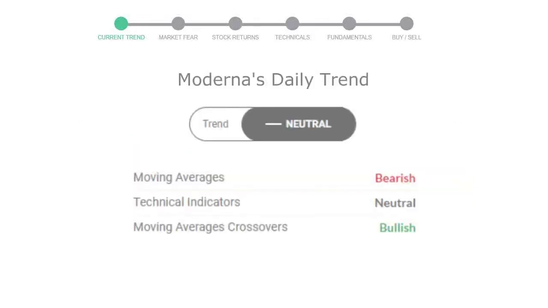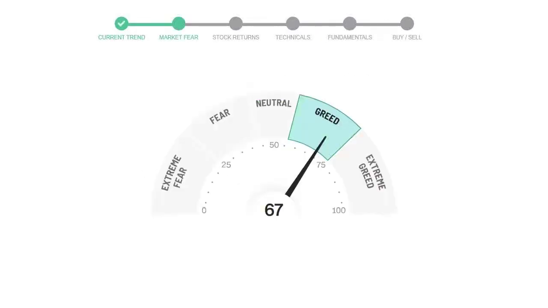Let's look at today's trend indicators. The moving average is bearish, technical indication is neutral, and overall daily trend for the stock is neutral. Looking at weekly analysis, the weekly stock trend is in positive trend. Today's market fear and greed index is 67, which is indicating greedy emotion in the public sentiment. We usually look at this indicator to make our buy or sell decisions better.